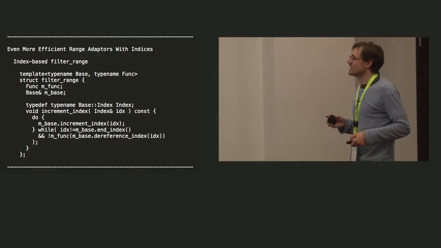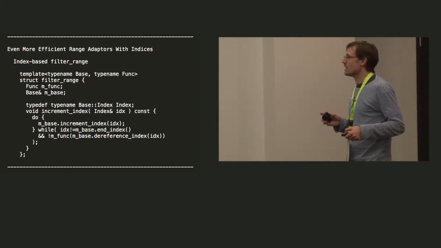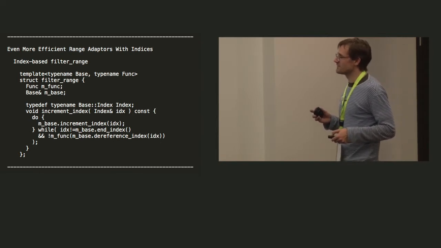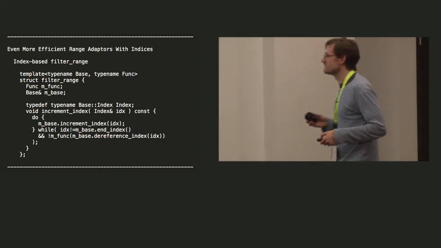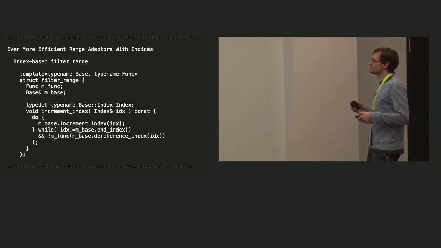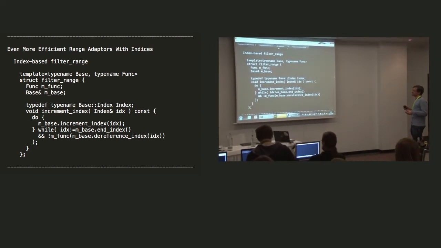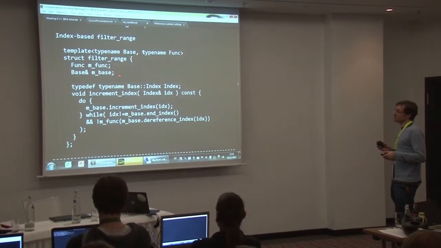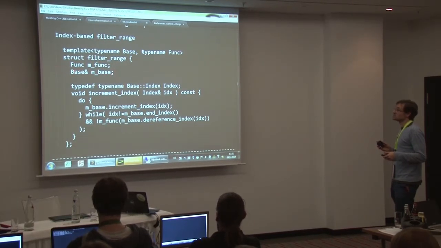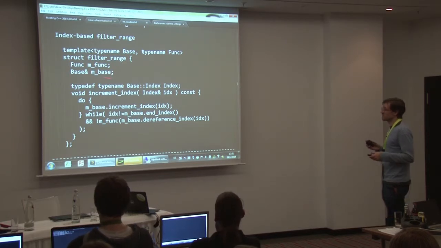Now, okay, why do we do all this? Okay, let's write a filter range in the index-based fashion, and see if we have an index-based filter range where we can do this efficiently. The increment index looks like this. You're getting the index. First of all, you are storing inside the filter range, as before, a functor. You don't store the end iterator. Instead, you store a reference to your base range. Okay? And you assume that the base range is also an index range. This fulfills the index interface.